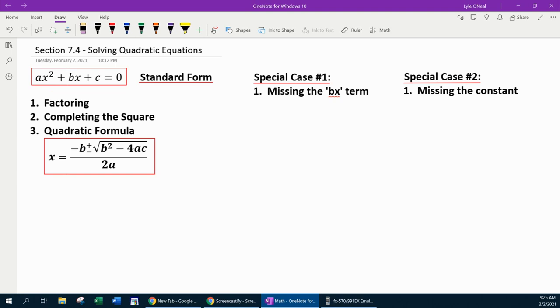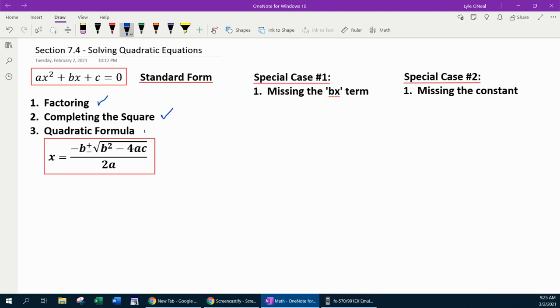So we're going to look at 3 techniques for solving quadratic equations. We're going to look at factoring, which is usually the fastest technique to get to the solutions. However, not every quadratic will factor. So factoring is fast, but it doesn't work every time. We are also going to look at completing the square. That will be a technique that you're required to know.